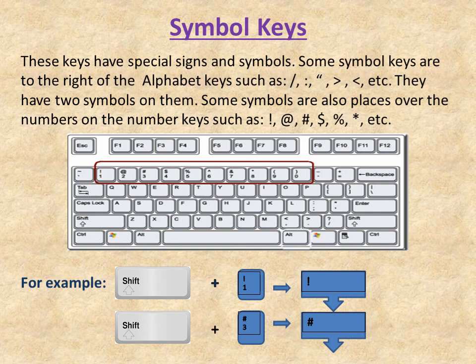So whenever you want to type and use such symbols, you can press it from here. How? For example, if you press shift key along with number 1, you will get an exclamation mark on your screen. And another example, if you press shift key along with number 3, you will get hashtag sign on your computer.